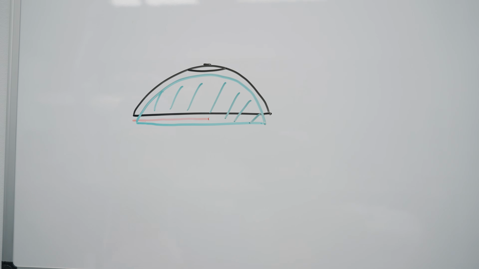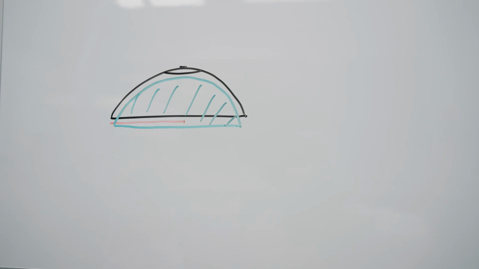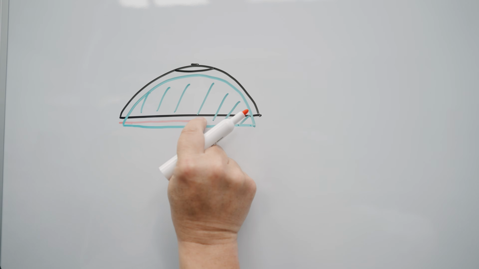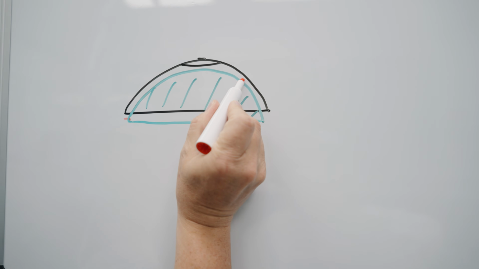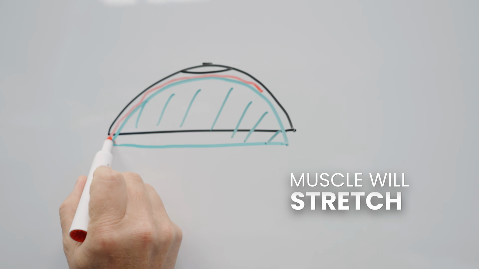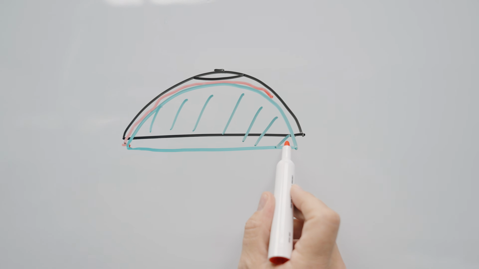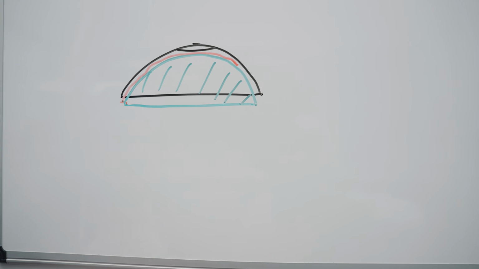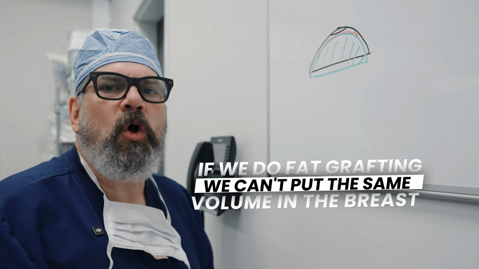Now, the muscle is not going to be in that same location. Obviously, when the implant is underneath, the muscle is now not in that spot. The muscle is now over here. So it's about there. So like this. So that muscle will stretch, and the breast will stretch, and it'll allow for the implant to come in. But if we're doing fat grafting to the breast, we can't put that same volume in.